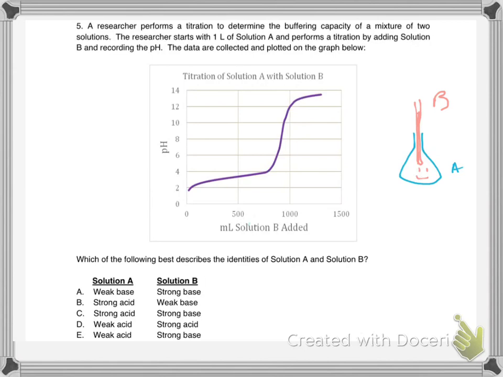Okay, so let's look at the curve now. Here we have a starting pH around 2. So that would be when we only have solution A around. And so solution A is starting with a low pH. That tells me solution A is definitely some kind of acid. And then because as we add B, the pH increases, that tells me that B is some kind of base.